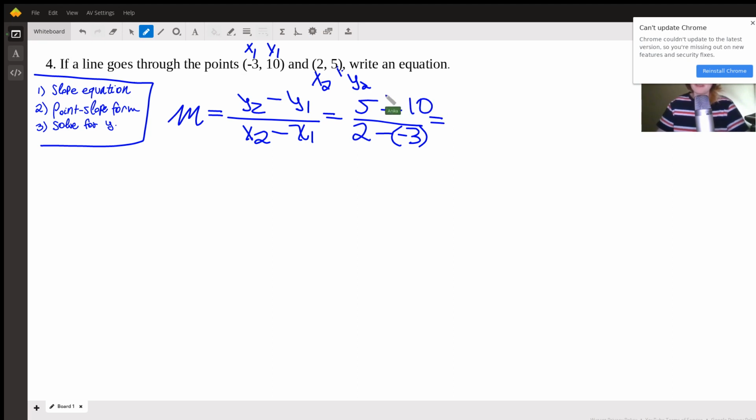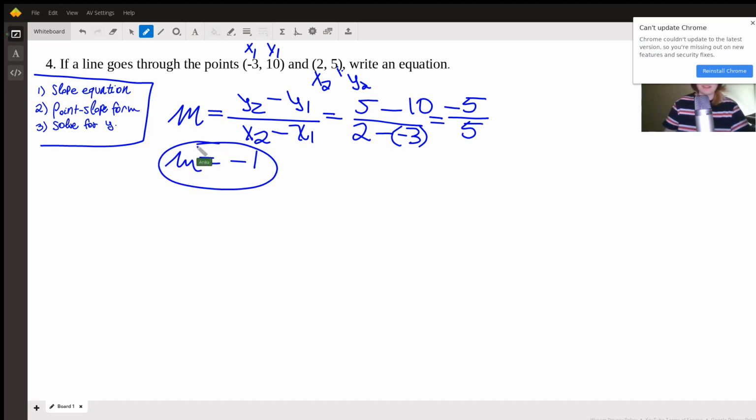Which in turn, the top turns into -5. And the bottom, because we're subtracting a negative, turns into 2 plus 3, or we can just write that as 5. But in the end, after we reduce it, -5 over 5 is the same as -1. So now our slope is just -1. So that's our first step there.